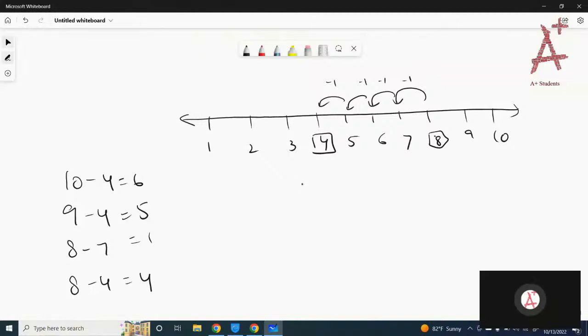Now you have to count the ones that are subtracted. How many times do you move back? 1, 2, 3, 4. 4 times you move back. Got it? You have 4 arrows. You subtracted 1 4 times. So it would be 8 subtract 4 equals 4. Got it? Here 8 is written in the square, 4 is written in the square, and the arrows that move back, when you count them, are 4. 1, 2, 3, 4. That means when you take away 4 out of 8, you're left with 4. Got it? So this option is the correct option. Got it?